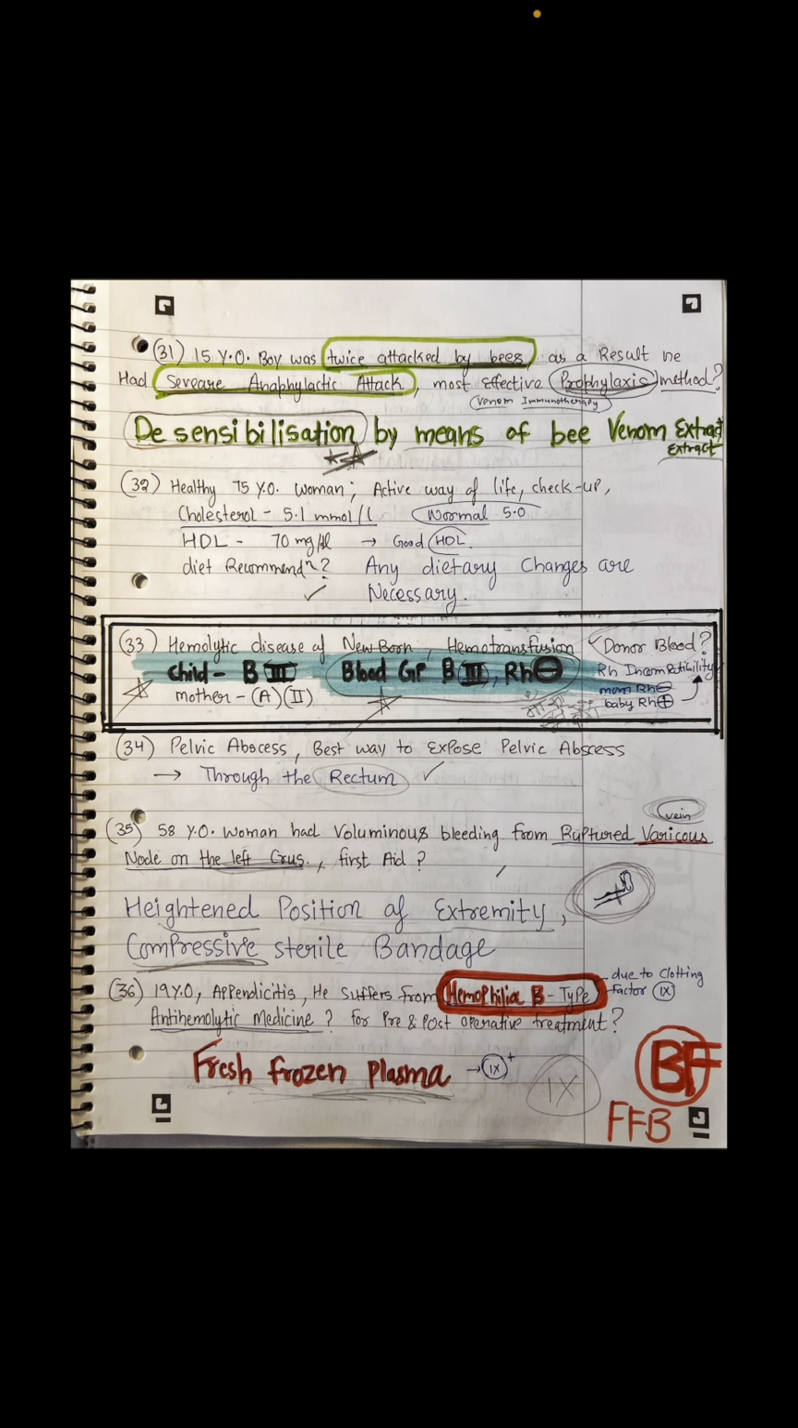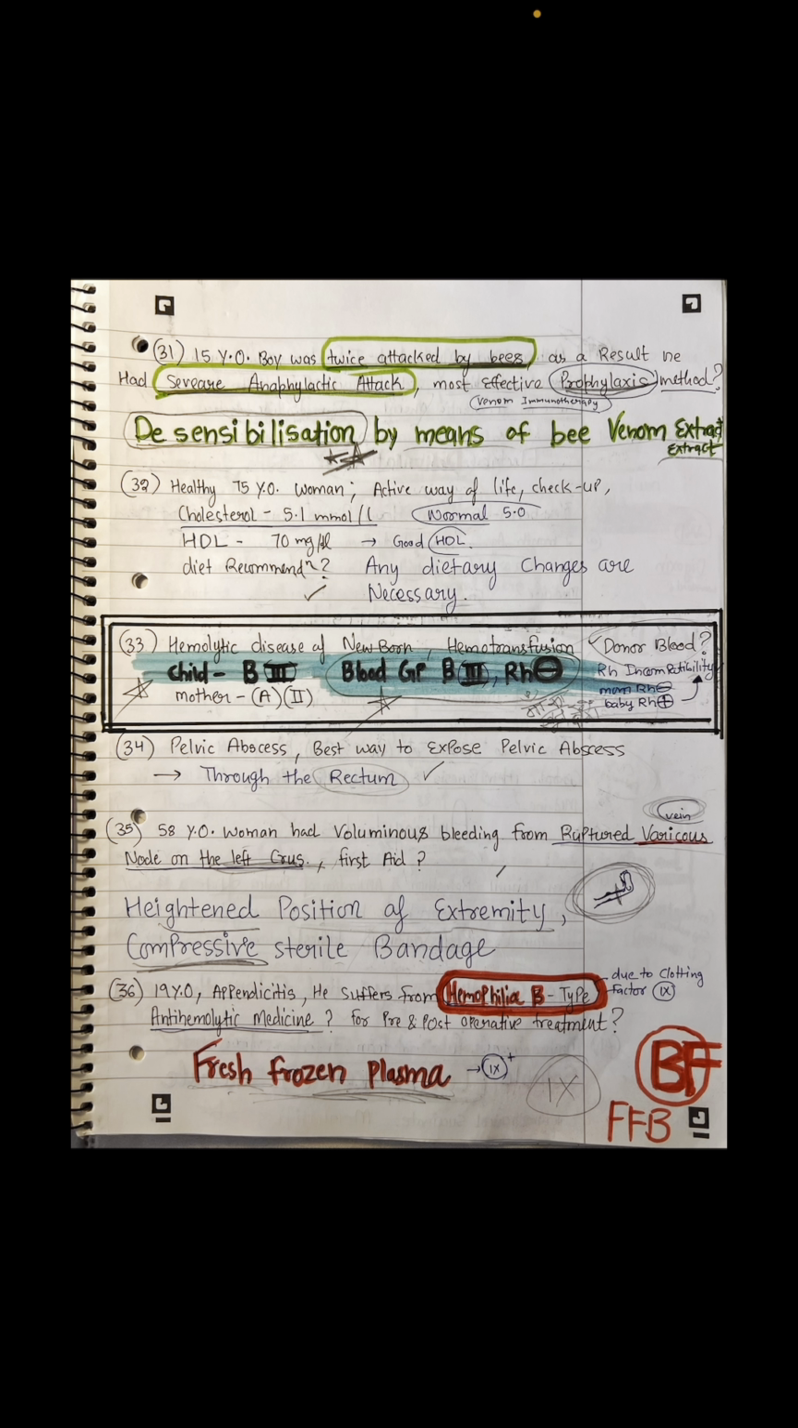All right. And next patient says a healthy 75-year-old woman, active way of life checkup, cholesterol is 5, which is normal, HDL is normal, diet recommended. So no need to give her any diet. Any dietary changes are necessary. This is some incorrect translation, guys. The any dietary changes are necessary means what? That no changes in the diet of the patient are necessary.